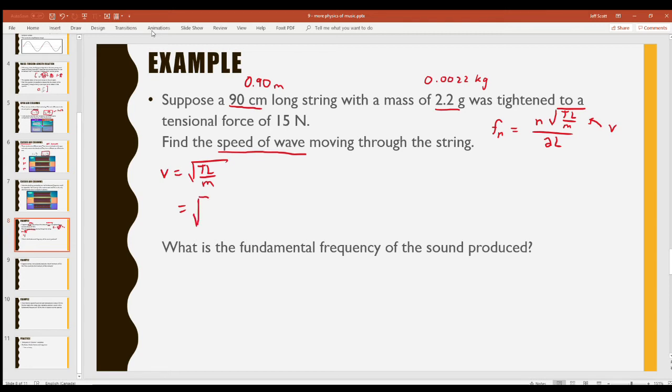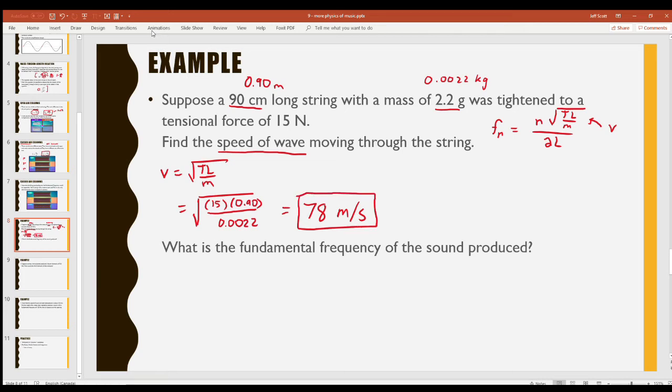So I'm going to say this is equal to the square root of 15 times L, which is the length of the string, and again that's 0.90, and we're going to divide that by the mass of the string, which is 0.0022. Throwing this in your calculator: 15 times 0.90, divide that by 0.0022, and then square root that answer. You're going to find that your velocity, to just 2 sig digs, because that's all we have in the question, is 78 meters per second.